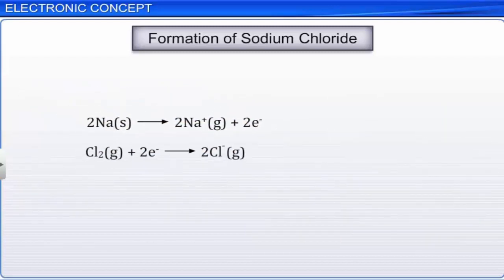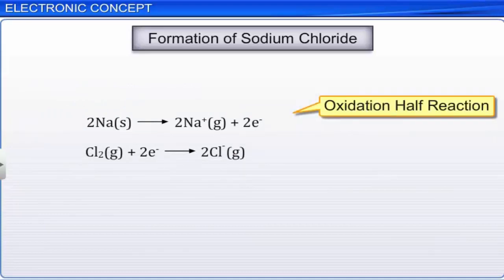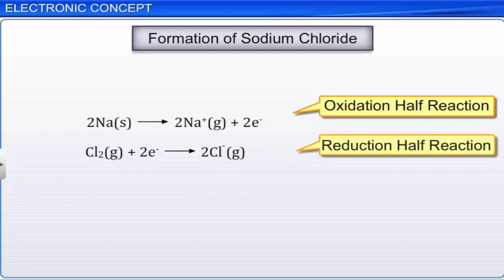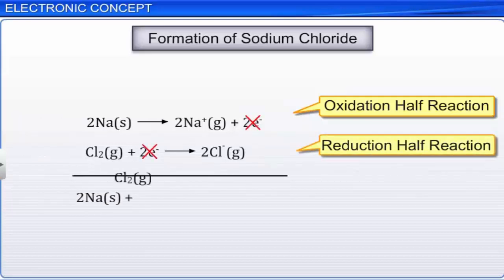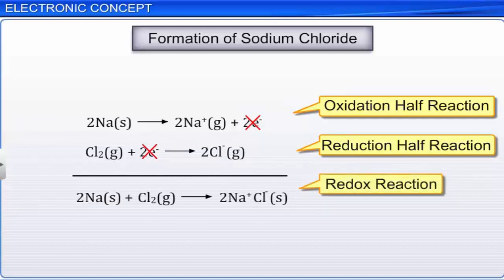The part of the reaction that involves loss of electrons is called the oxidation half reaction, while the part that involves gain of electrons is called the reduction half reaction. The sum of the half reactions gives us the complete redox reaction.